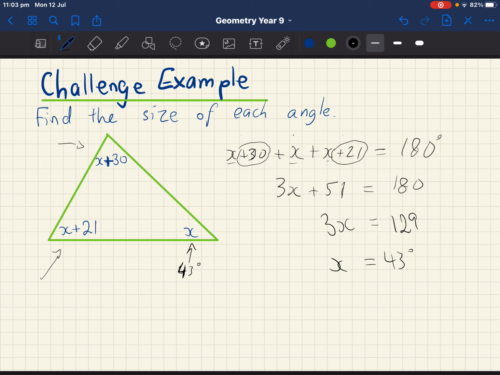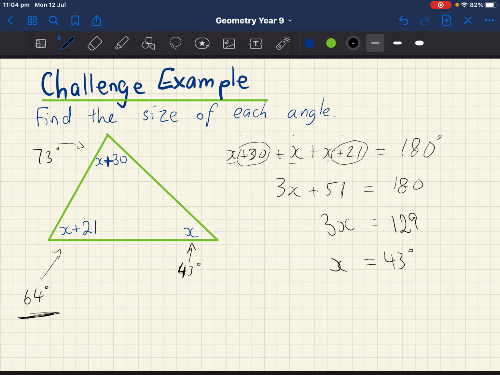To find the size of the remaining 2 angles, well, we know what the value of x is. So this second angle here, this one down here, is just that x, which is 43 plus 21. So 43 plus 21, you end up with 64 degrees for that angle there. And the top one is just that x value, which is 43 plus 30. 43 plus 30, you end up with 73 degrees.